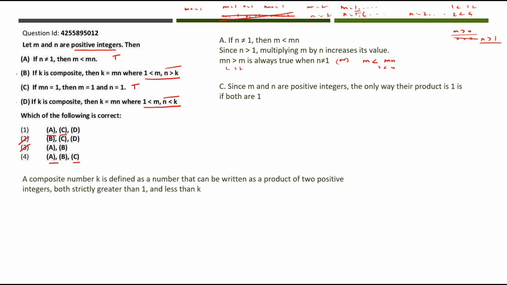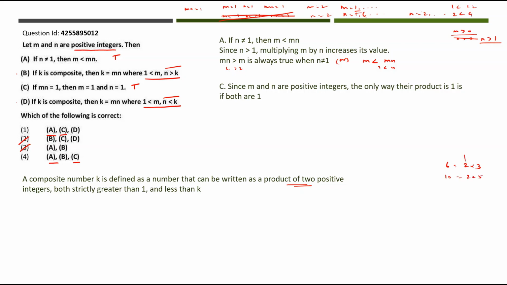A composite number k is defined as the number that can be written as a product of two positive integers, both strictly greater than 1 and less than k. We have prime number and composite number. Prime number is when the number is divisible by 1 and itself. Composite number is when you are able to express it as the product of any other two numbers other than 1 and itself. So when you take 6, it's a composite number. How can you express this? 2 into 3. You are expressing it in the form of product of two positive integers.